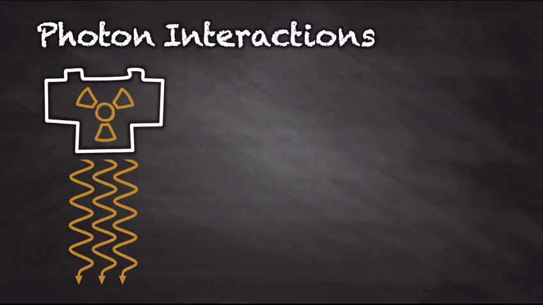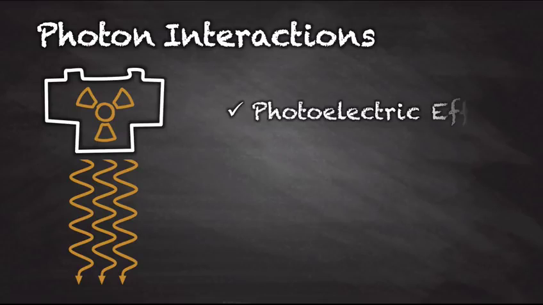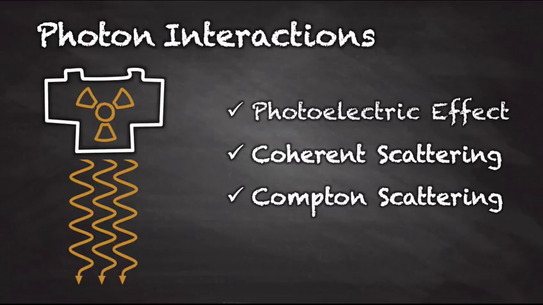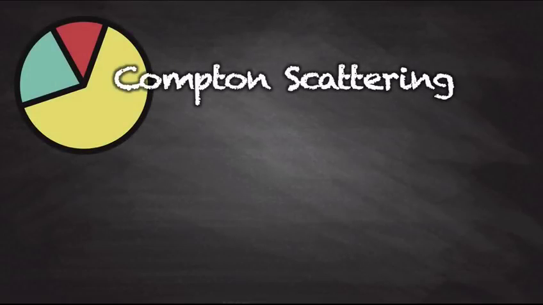Remember that there are three primary ways X-radiation can interact in the human body: the photoelectric effect, coherent scattering, and finally Compton scattering. The focus of this lesson is Compton scattering. Compton scattering is extremely significant in medical imaging. It's the most common radiation interaction at most energy levels.